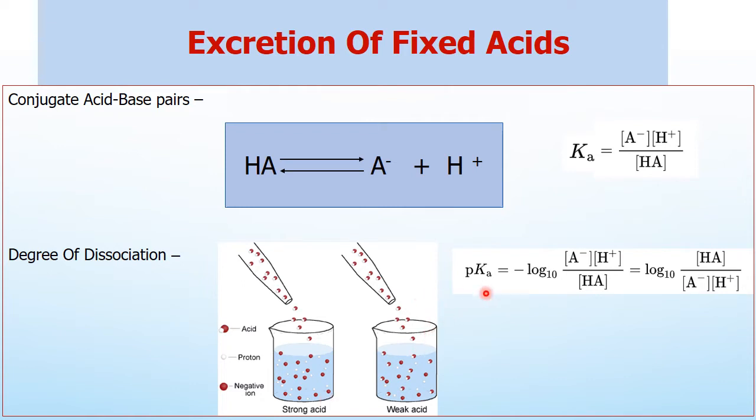And this degree of dissociation can be calculated using the dissociation constant, which is given by the products of dissociation divided by that of the acid. And the negative logarithm of this, which is the pKa, can also be used to assess the degree of dissociation and the strength of an acid. So as it is a negative logarithm, the higher the pKa, the weaker is the acid, and the lower the pKa, the stronger is the acid.